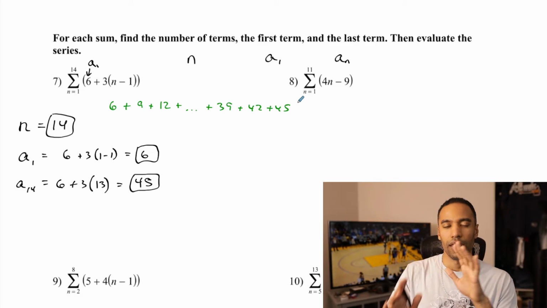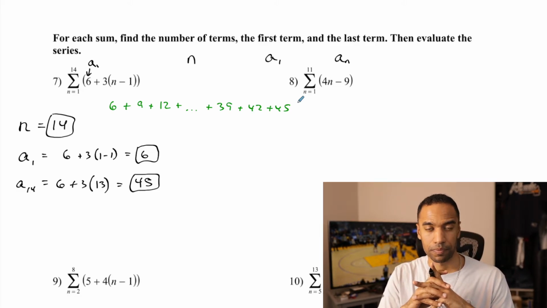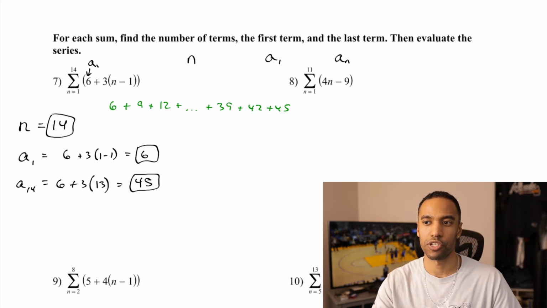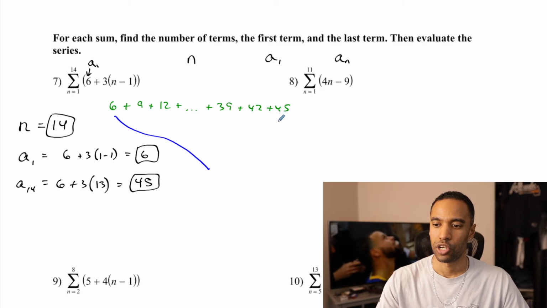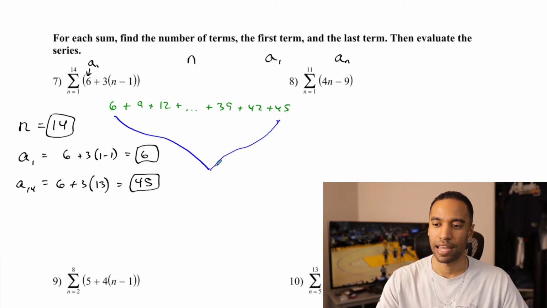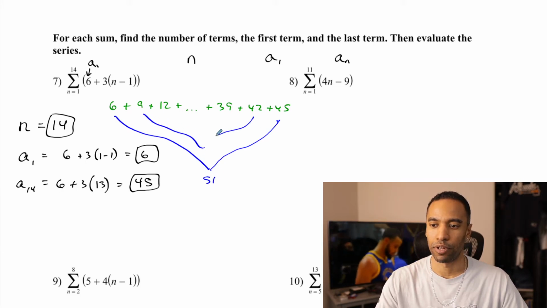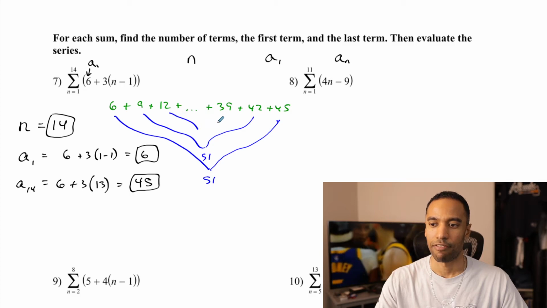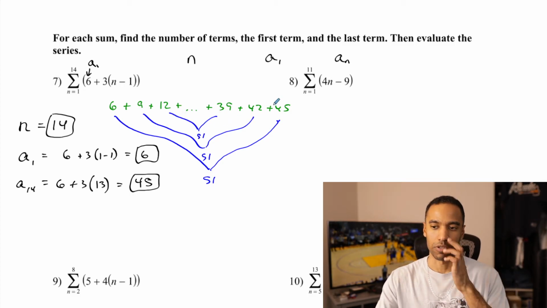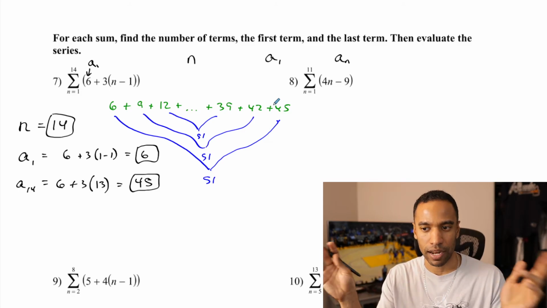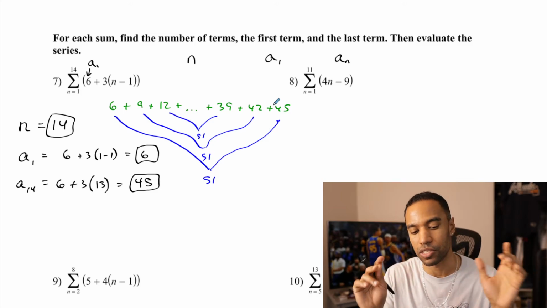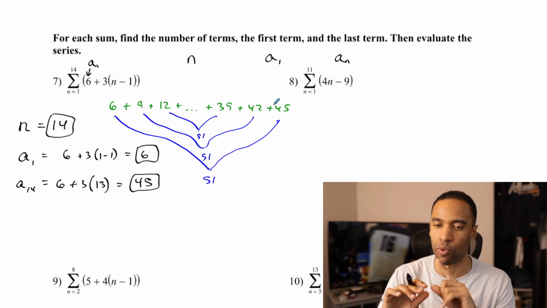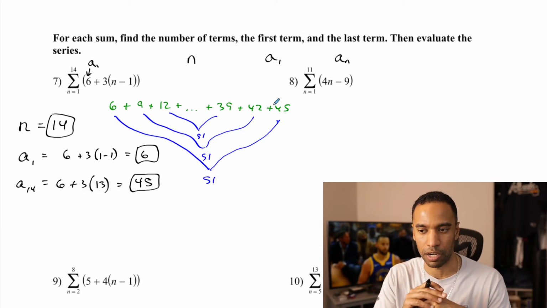Here's what we're going to do. In an arithmetic series, because of the nature of the common difference, there's this cool little feature to matching bookended terms and their sums. If I add 6 and 45 together, I get 51. If I add 9 and 42 together, I get 51. If I add 12 and 39 together, I get 51. You're going to get 51 as you keep getting closer and closer to the middle, as long as it's an even number of terms. Odd number of terms, there's going to be one middle value. We'll get to it when we run into one like number 8.